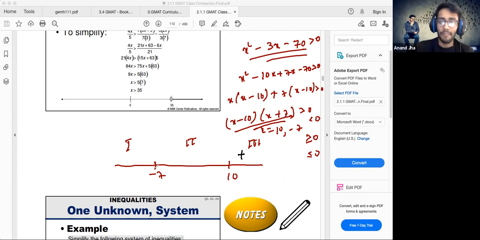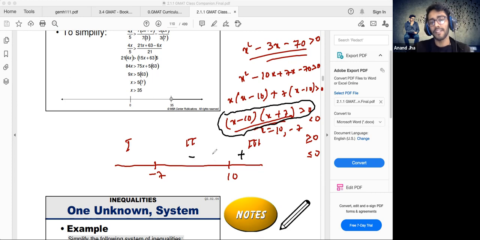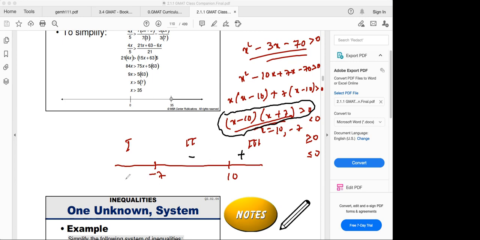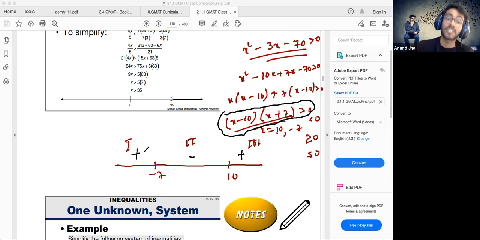Now between minus 7 and 10, choose any number, say for example 0. Of course it will come negative. You can check 2 also negative, 3 also negative. 6 minus 10 is negative, 6 plus 7 is positive, so negative. Again, if you take any number less than minus 7, it will come positive. You can check it out.